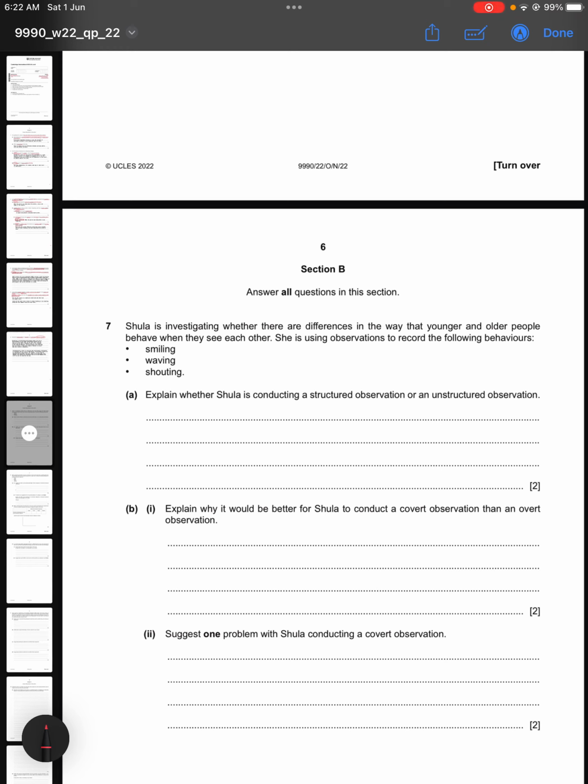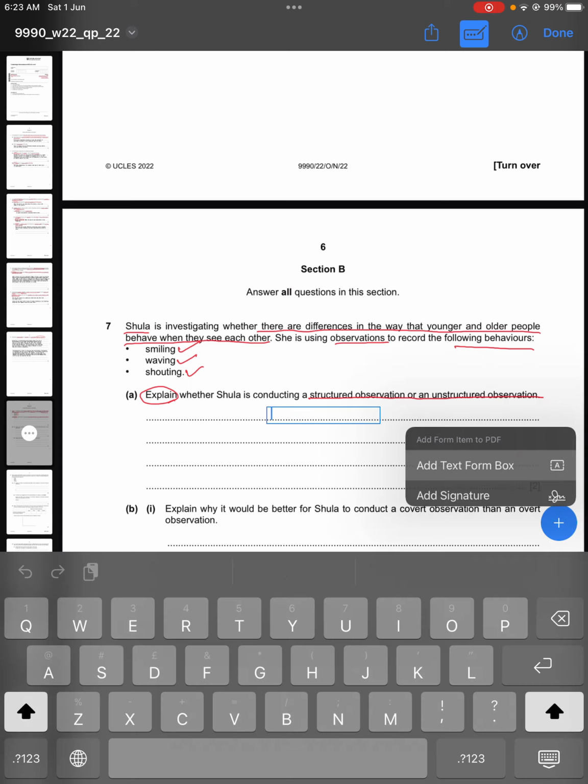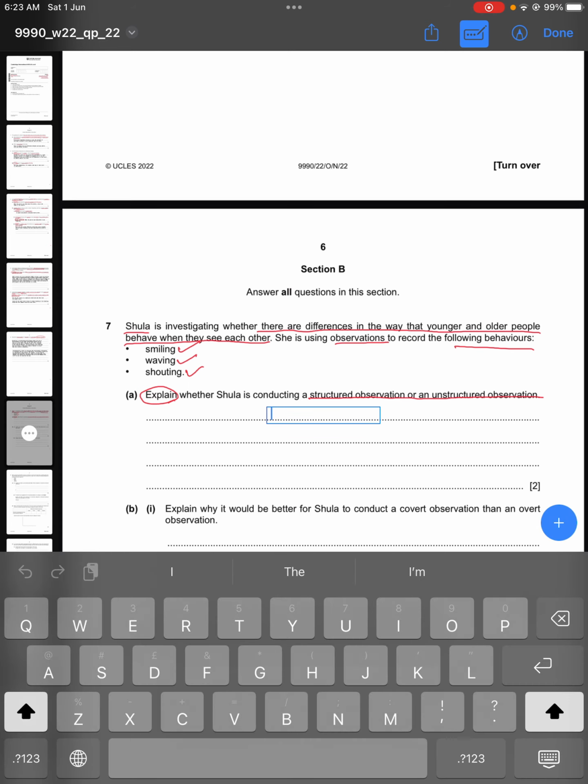And then section B, question 7 says, Shula is investigating whether there are differences in the way that younger and older people behave when they see each other. She is using observations to record the following behaviors: smiling, waving, and shouting. Explain whether Shula is conducting a structured observation or an unstructured observation. So we know that the behavioral categories are mentioned over here. So she is conducting a structured observation.